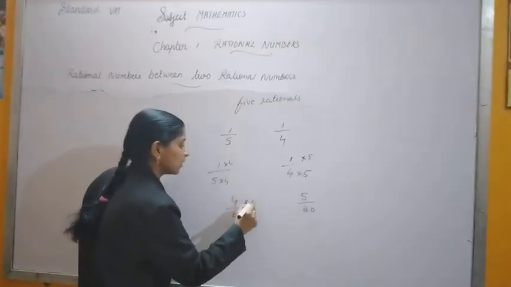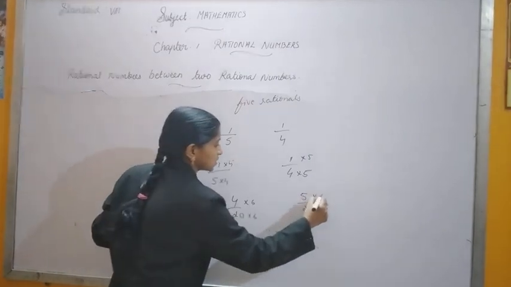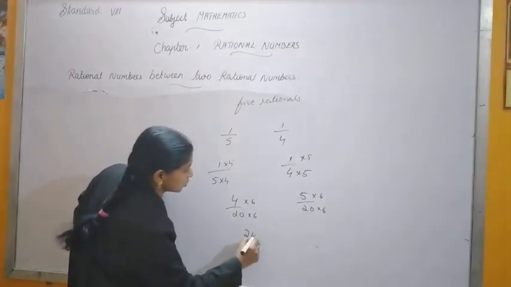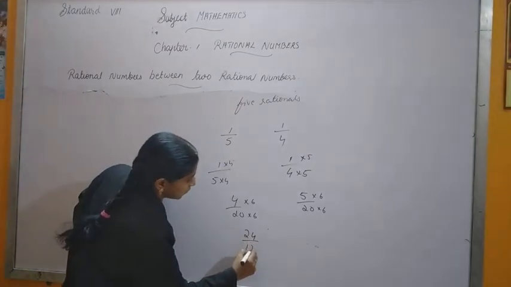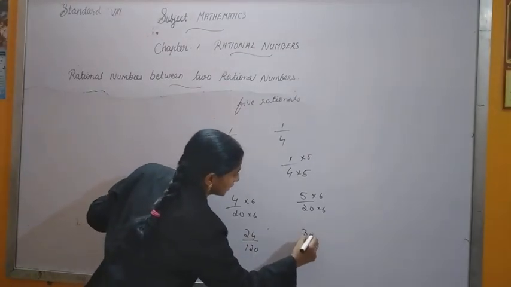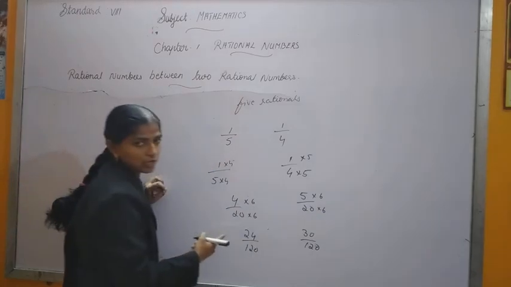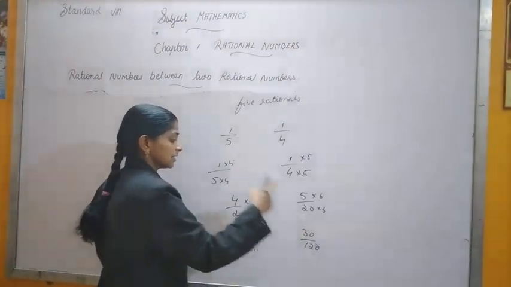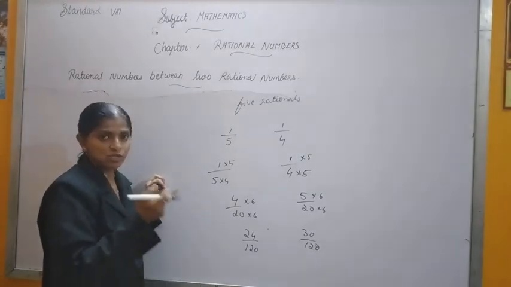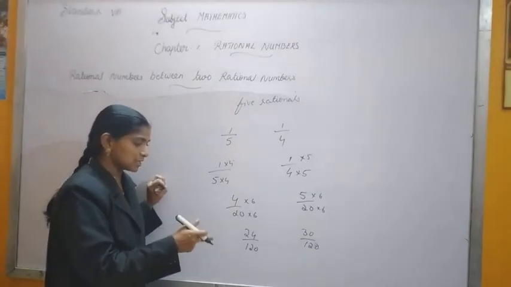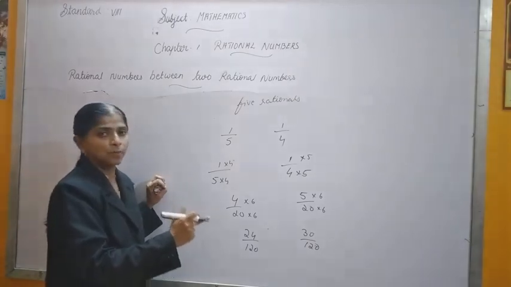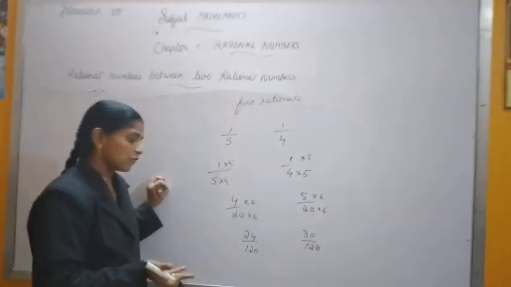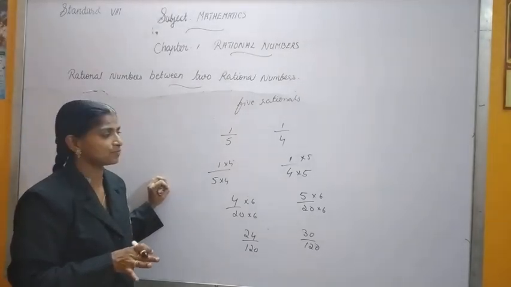So you can multiply both by 6, or any number greater than 6 you will get. Then 4 sixes are 24 upon 120, and here 30 upon 120. Now easily you can write the rational numbers between 24 upon 120 and 30 upon 120. They are 25 upon 120, 26 upon 120, 27 upon 120, 28 upon 120, 29 upon 120. 5 rational numbers you get.